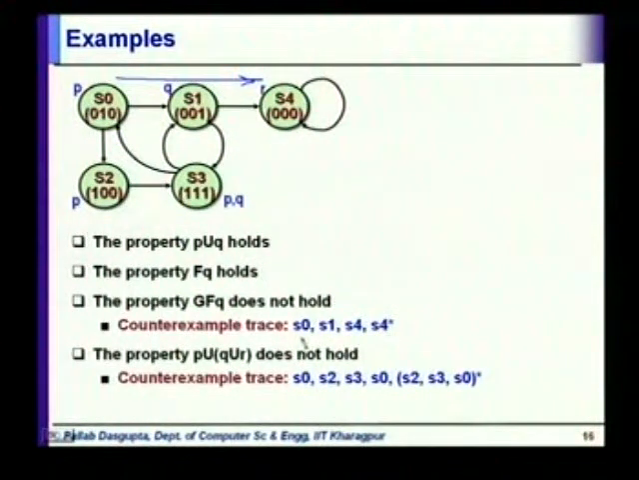Now see, the counter example trace is not a finite path, because we are talking about a property like GFQ. The counter example trace is a path which recurs after some time, right? Then let us look at this property, the property P until Q until R, right? So this also does not hold.